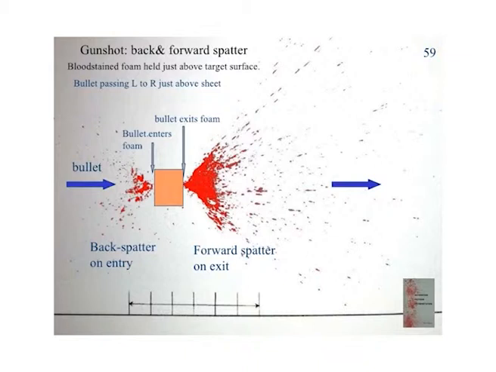A forward spatter is formed when blood drops travel from an exit wound in the same direction as the projectile, while a back spatter is formed when the blood drops travel from an entry wound in the opposite direction of a projectile. Gunshot spatter will vary depending on the caliber of the gun, where the victim is struck, and whether the bullet exits the body, distance between the victim and the gun, and the location of the victim relative to walls, floors, and objects.